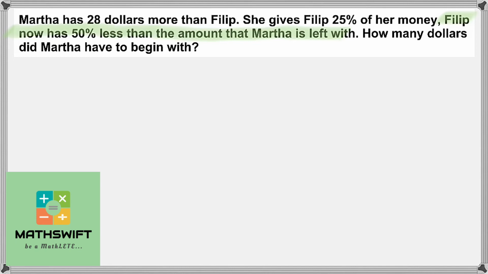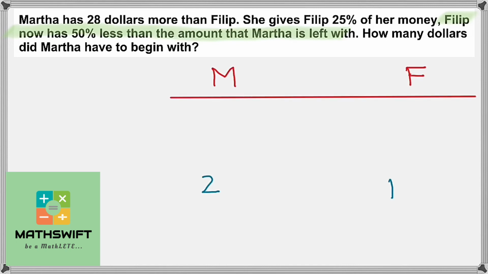So let's assume the amounts with Martha and Philip to be 2 units and 1 unit respectively. Not only 2 and 1, we can take their amounts to be any value as long as they do not violate the information given in the question. Then, for simplicity of calculation, we can alter the values provided it doesn't act against any information in the question.